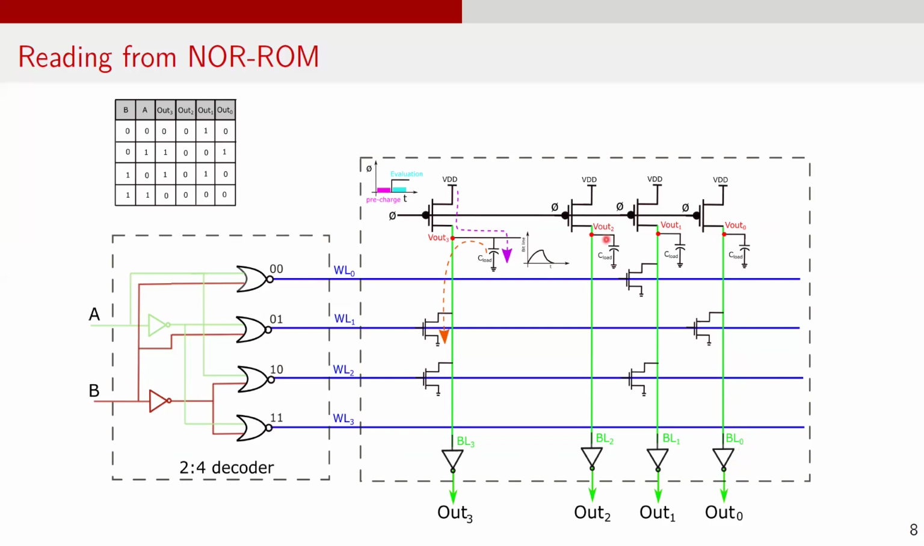On the other hand, the bit lines 1 and 2 sample the value at Vout1 and Vout2 respectively, which remain pre-charged to VDD. As a result, the bit line 1 and bit line 2 are at logic 1. These bit lines then pass through inverters, producing the output bits Out3 to Out0 as 1, 0, 0, 1. This corresponds to the second word stored in the ROM, which is the final output of the read operation.